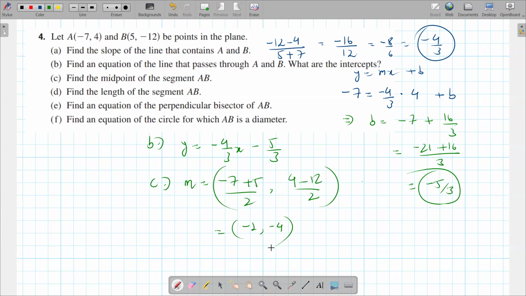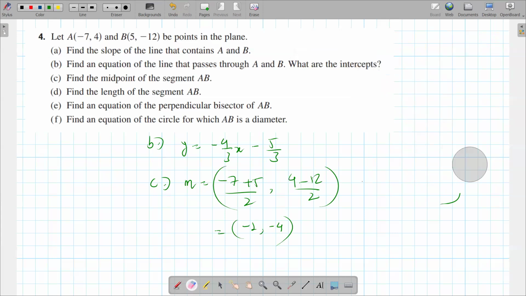Part D, find the length of the segment AB. How do you find the length between 2 points? It's asking you for the distance between 2 points. Any ideas? Distance between 2 points. Do we turn it into a triangle? Yeah, we turn it into a triangle. So you have this point, 5, -12.